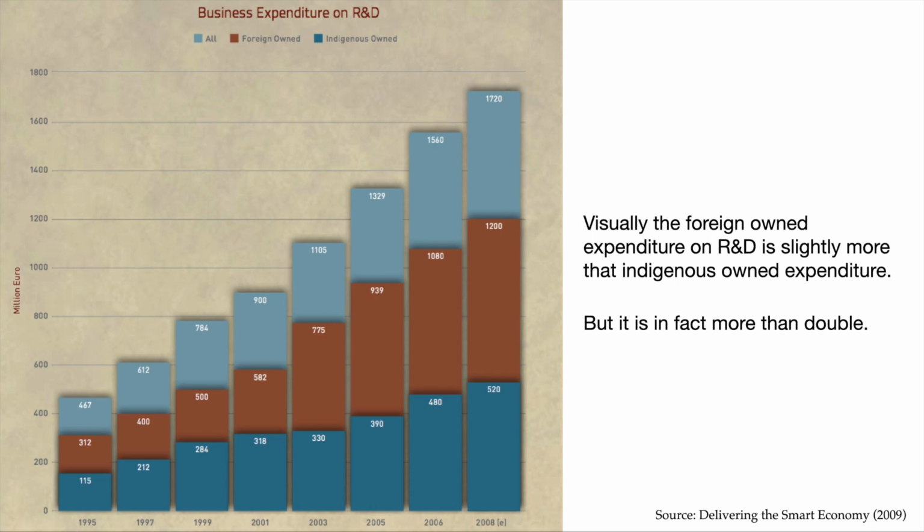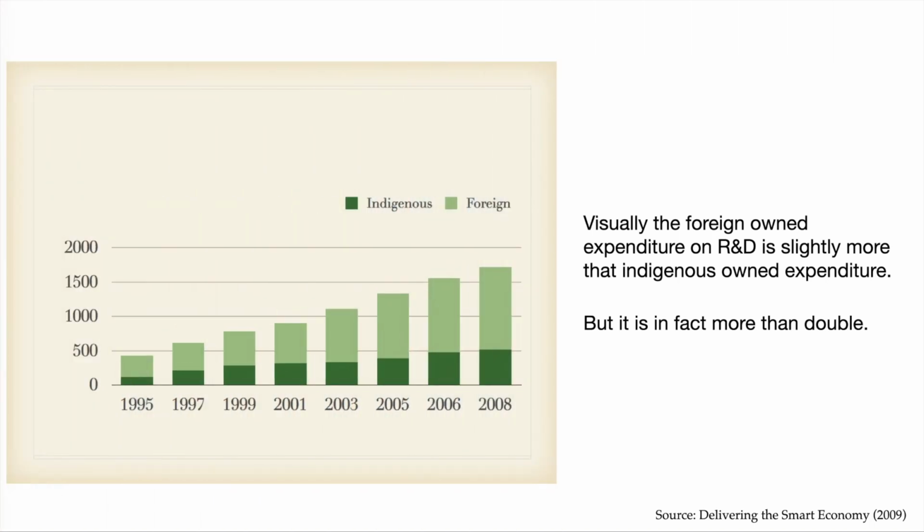Now, if you look at the fine print, if you analyze the chart in more detail, you can see what it's saying, and it's not lying. But if you're skimming past, it does create the impression that sure, the foreign owned is greater than the indigenous, but not by much. Whereas in fact, it's more than double.